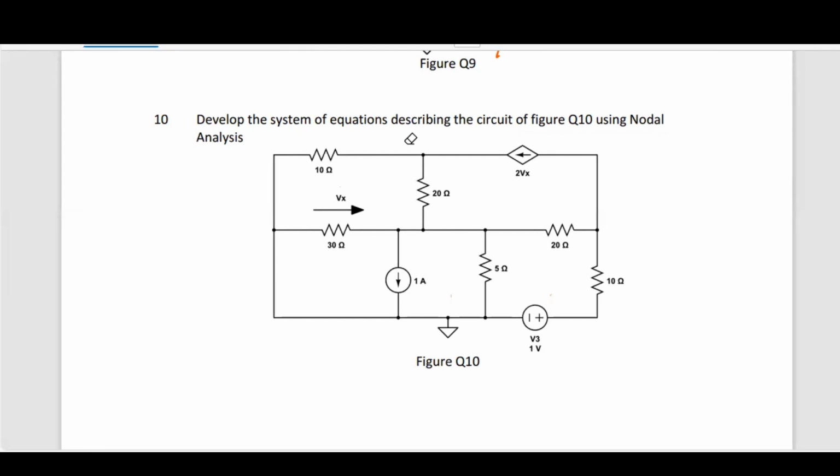When you have a super loop, you write the normal equation, and then you have to write the link equation.